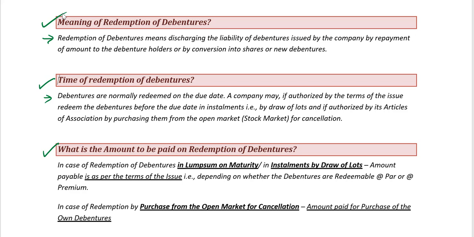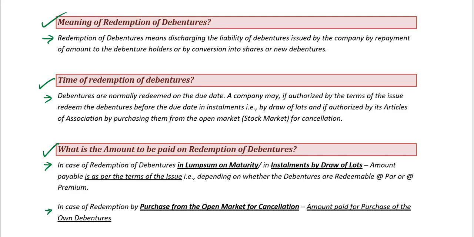How much amount is to be paid at the time of redemption of debentures? In case of redemption of debentures in lump sum on maturity or installments by draw of lots, the amount payable is as per the terms of the issue. So, if the terms of the issue say it has to be redeemed at par, then the amount payable is equal to the face value of the debentures to be redeemed, and where the terms of the issue say that it's going to be redeemed at premium, then the amount payable is the face value plus the premium on redemption of the debentures.